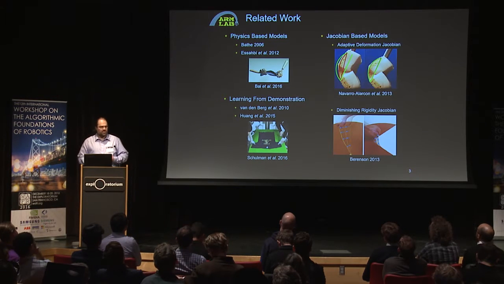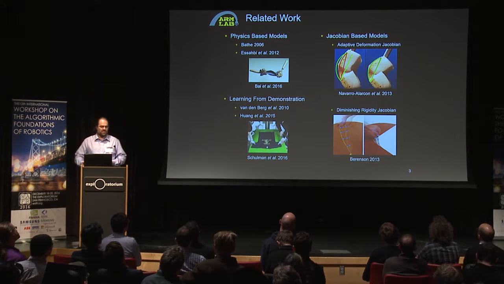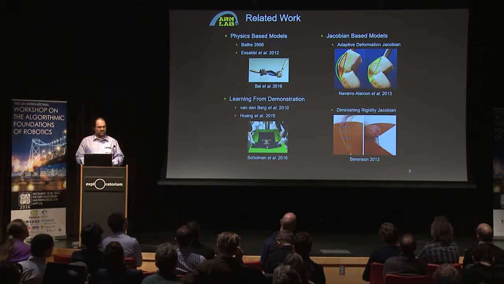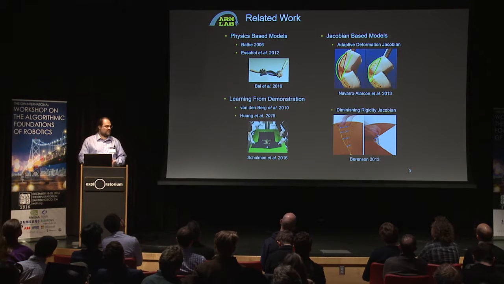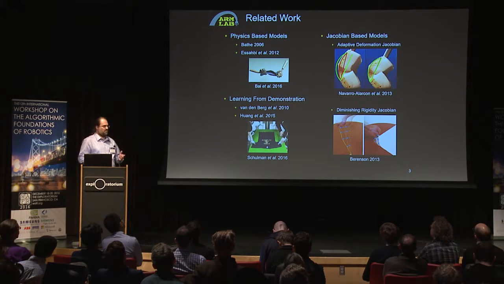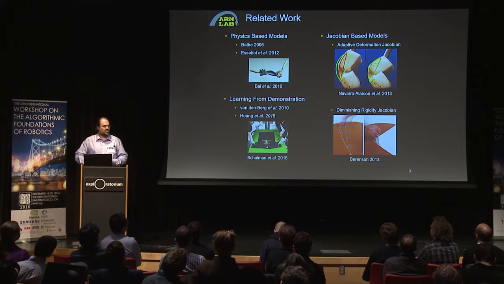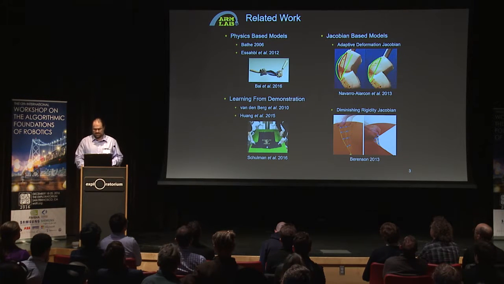There are two particular types of models that we will be using in this work, an adaptive deformation Jacobian and a diminishing rigidity Jacobian. Now, all of these, regardless of the high fidelity or the more approximate methods, require tuning parameters. So we're going to look to avoid that tuning offline and learn what to do online.